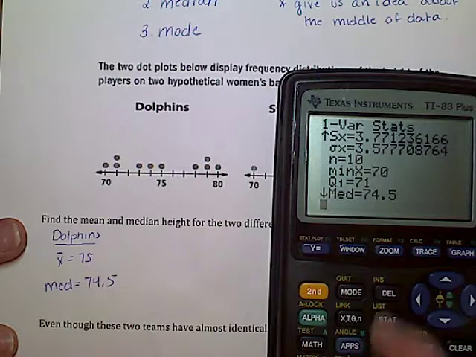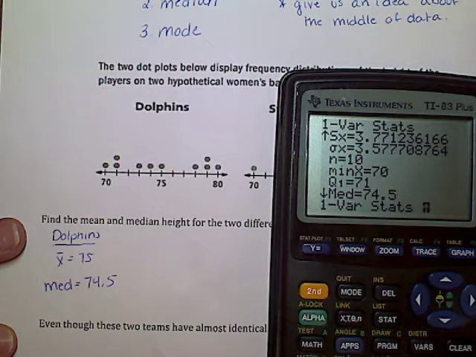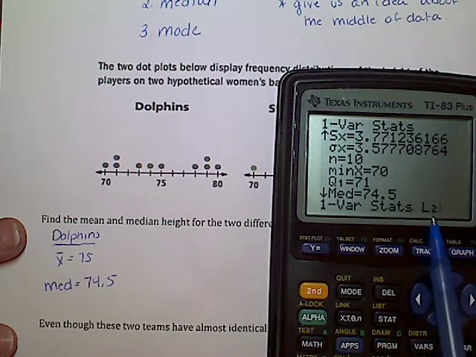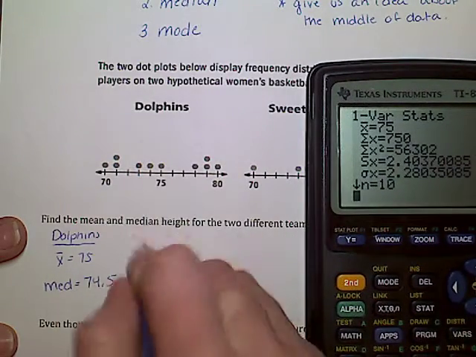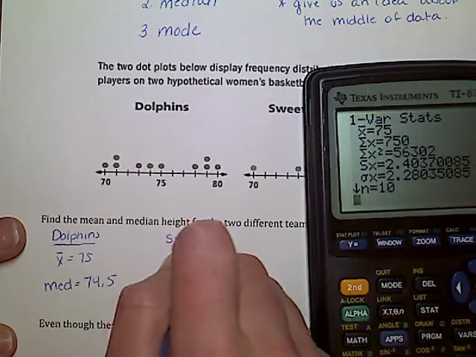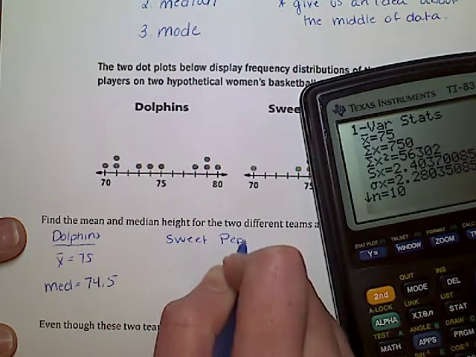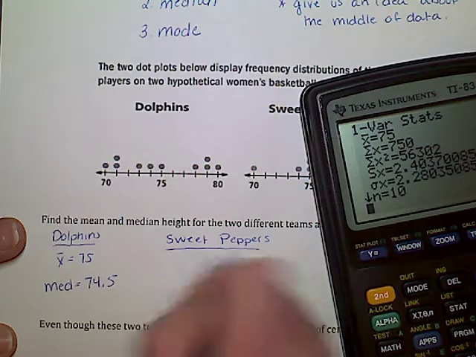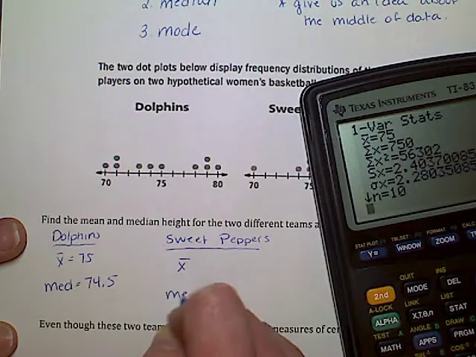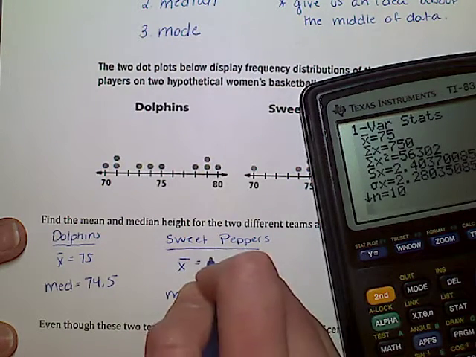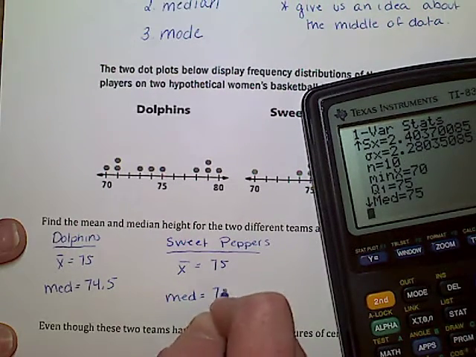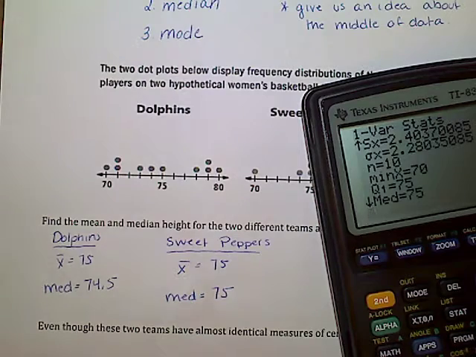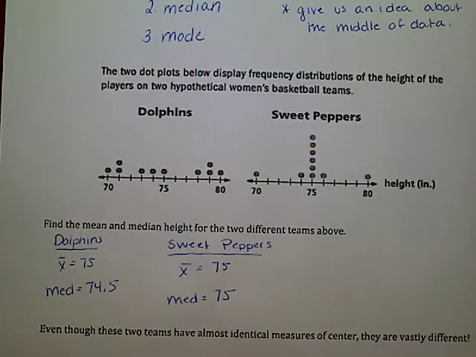If I redo this, but tell the calculator to instead look at the data in L2, that's where the other team is, we've got the Sweet Peppers, which is a great team name. We have an average of, again, 75 and a median of 75. So that's right on the money there. And if you look at this, I would say that that dot plot sort of is like a bell-shaped curve.